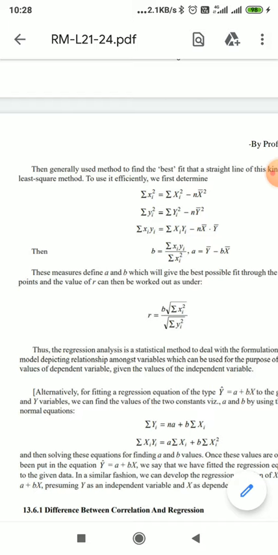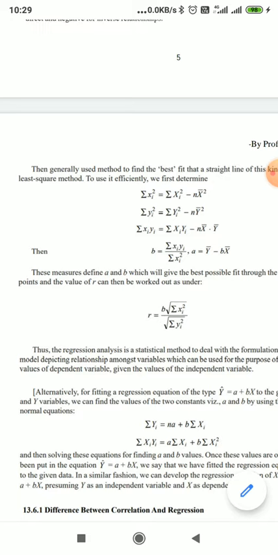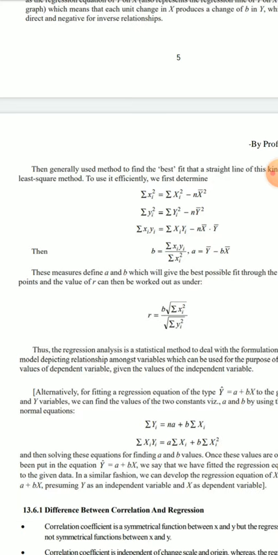So we say that we have fitted the regression equation of y on x to the given data. In a similar fashion, we can develop the regression equation of x on y, such as x mod is equal to a plus by, presuming y as the independent variable and x as the dependent variable.